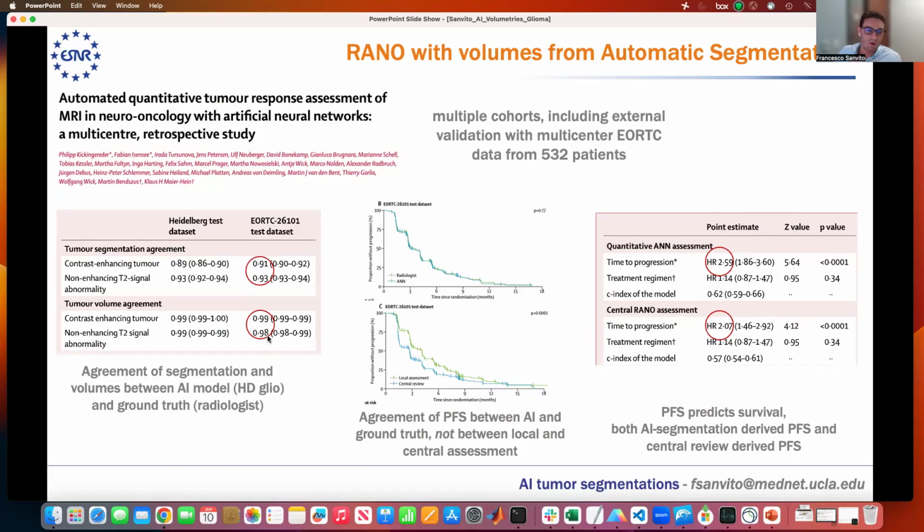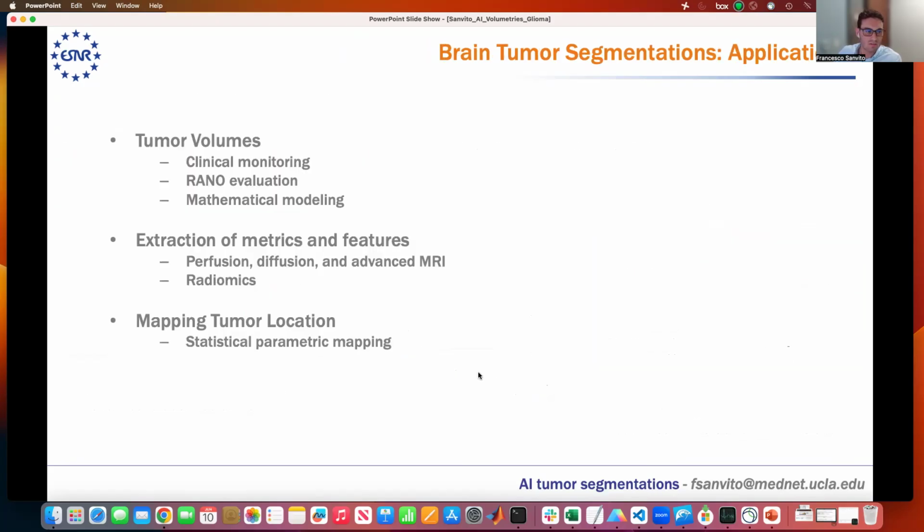Importantly, it's important to know about this study when we talk about follow-up with AI segmentations. They analyzed clinical trial data sets, and they showed a very good agreement of the HD-GLIO automated segmentation with the ground truth segmentation of the radiologist, very good agreement in PFS, whereas the diameter-based radiologist assessments had some disagreement. They also further validated the segmentation and time to progression based on segmentation with overall survival. So it's a very strong article in this direction.